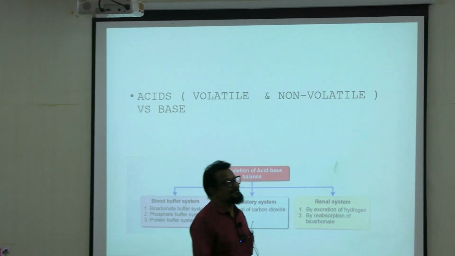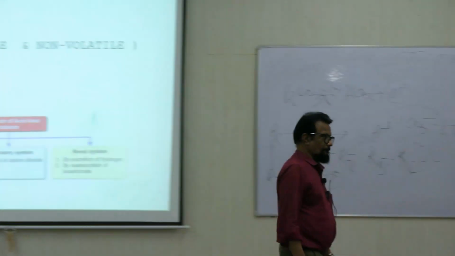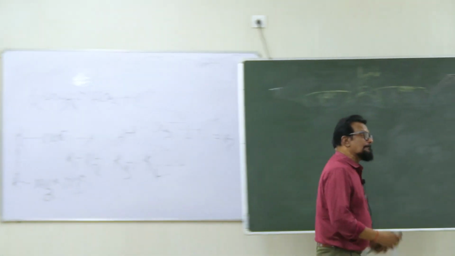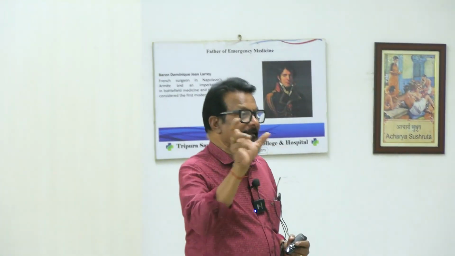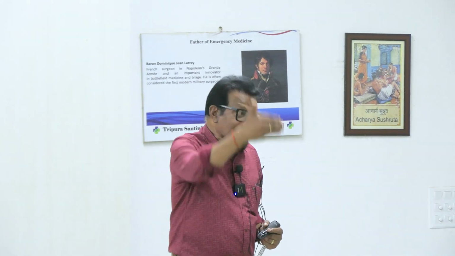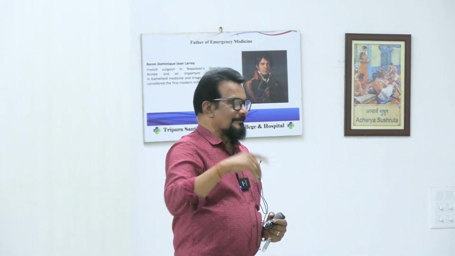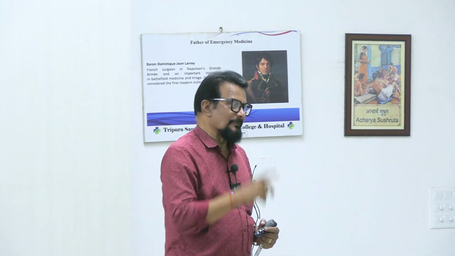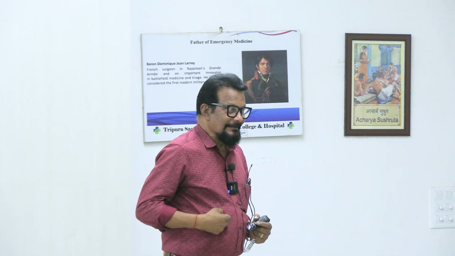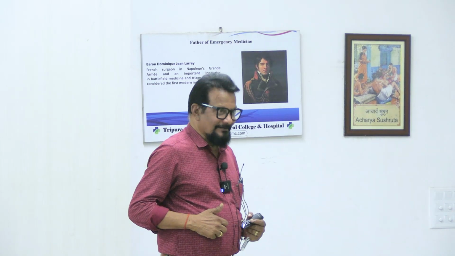Our kidney has three mechanisms for how the kidney balances and controls the pH. The purpose of all these three mechanisms is to retain bicarbonate ion so that it is not lost through urine.